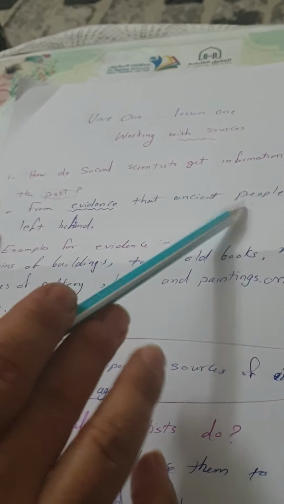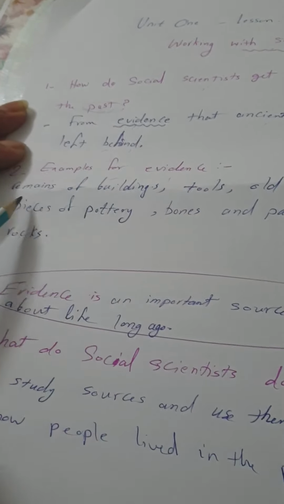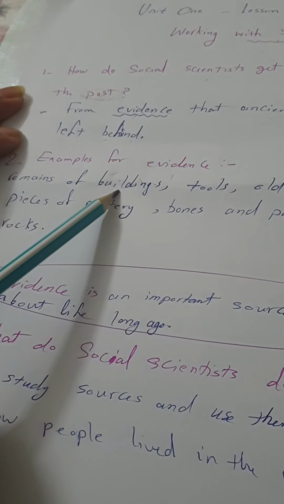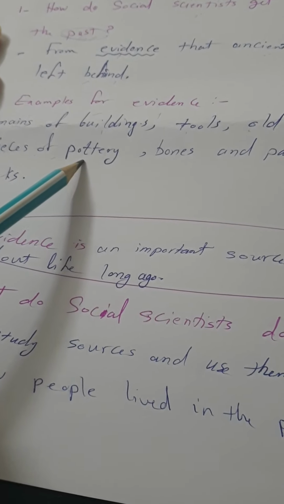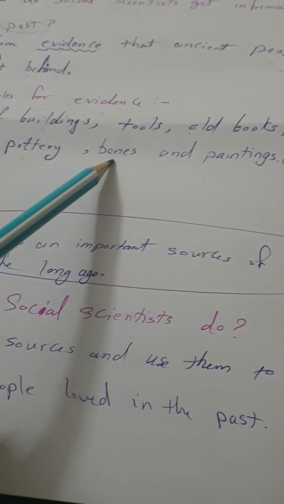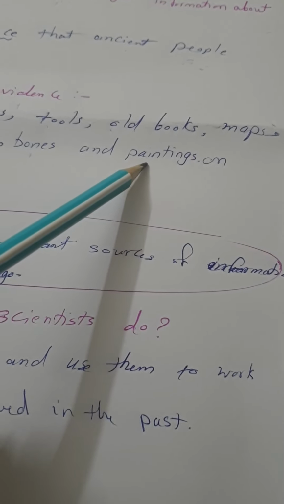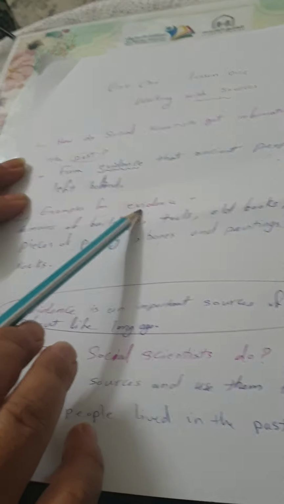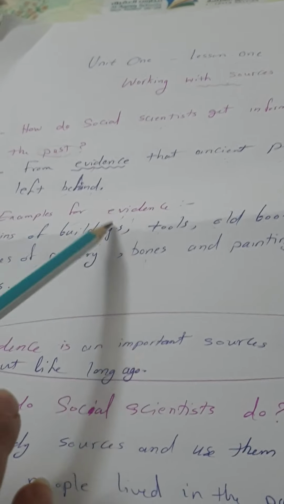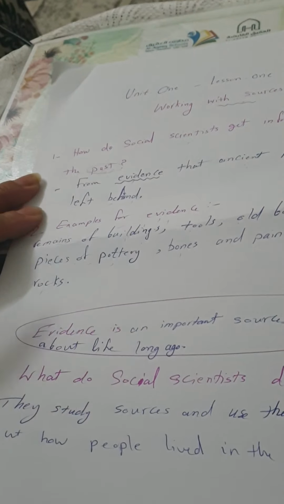The ancient people, when they died, left behind a lot of evidence. Examples of evidence, like what? Remains of buildings, old buildings, old tools, old books and maps, pieces of pottery, the pots that they used to keep their food and water, bones, either of people or animals, and paintings, the paintings that are found on rocks. All these things are called evidence. When people die, they leave this evidence behind. The social scientists study this evidence in order to get information about the past.